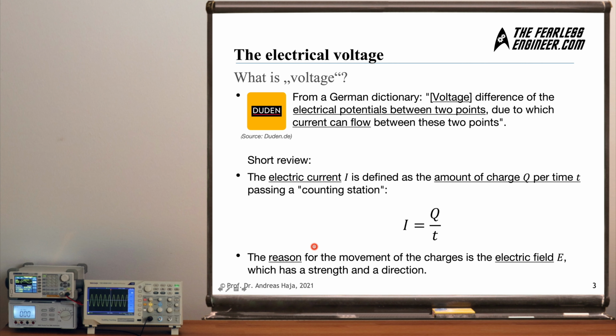And the reason for the movement of the charges is the electric field E, and this field has a certain strength and it has a direction in space, and this field causes a force F which is applied to the charges moving along, and it's pushing the charges and pulling the charges at the same time. And the charges move against, as we have seen before, against the direction of the field.